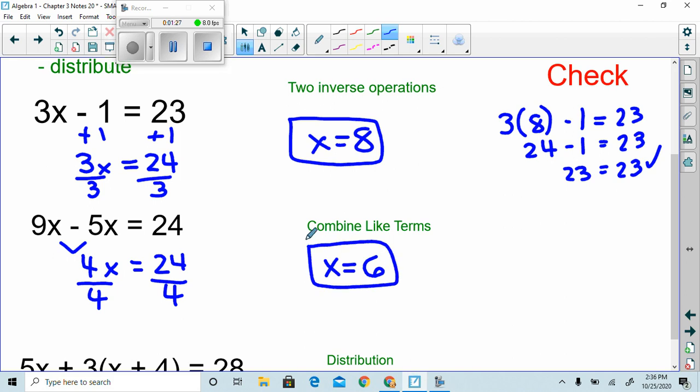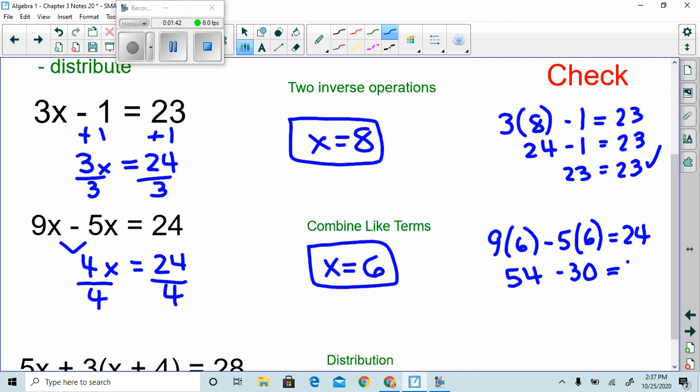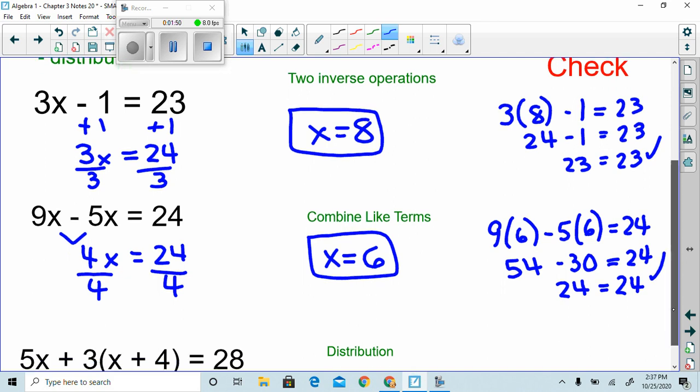When I do the check this time, I need to replace the variable with 6 in two different places. Does it work? Let's find out. I have 54 minus 30, and as I do the math and simplify, I see that 24 equals 24. It makes a true statement, so that tells me that 6 is my solution.